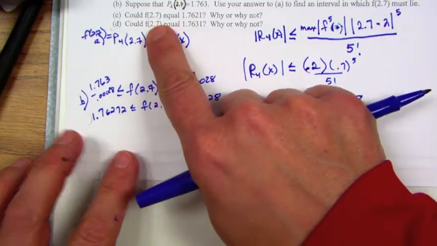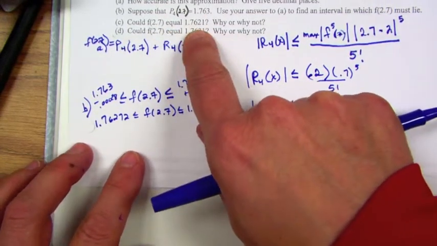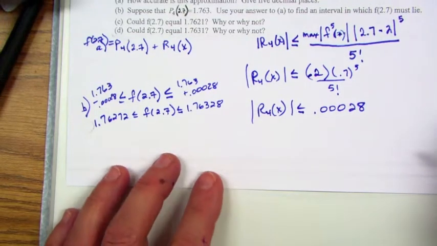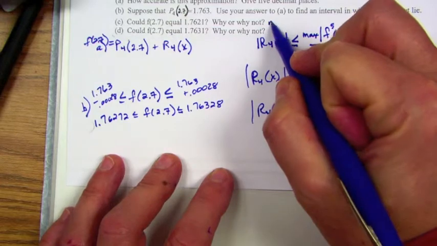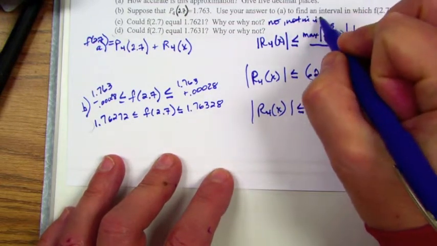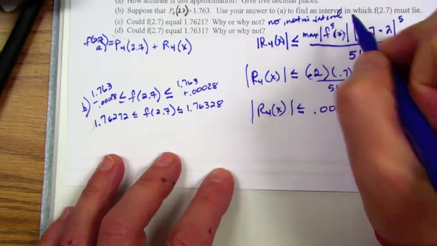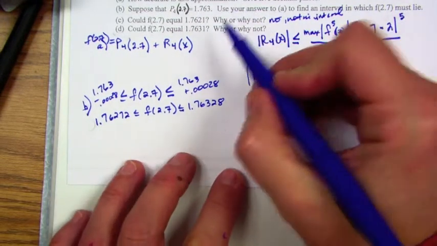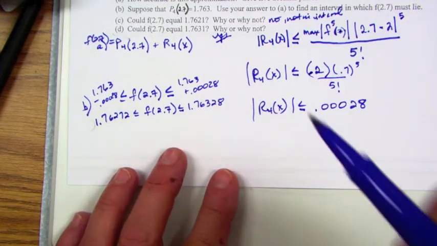Could f of 2.7 equal 1.7621? Why not? Yes. No, it lies outside of the interval. Right. No, not in the interval. What about 1.7631? Yes, because it's in the interval.